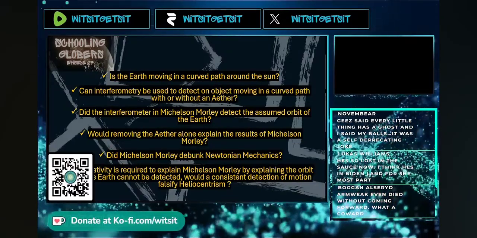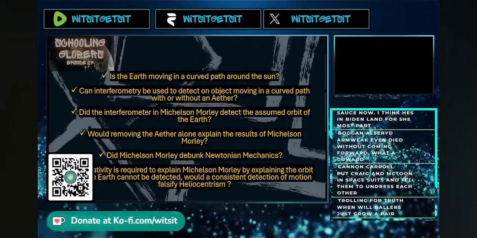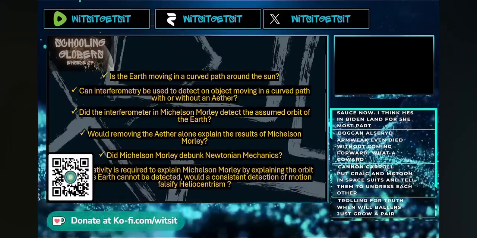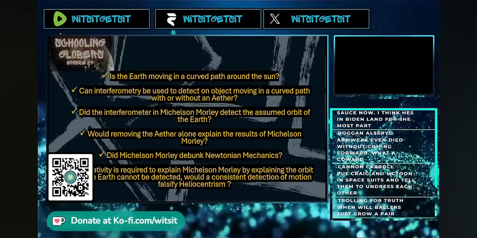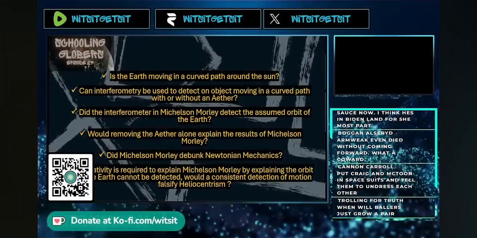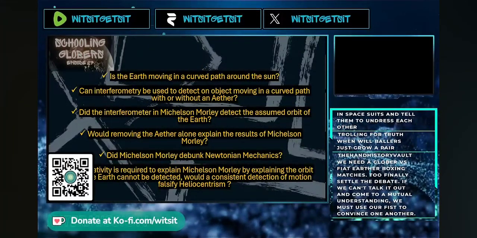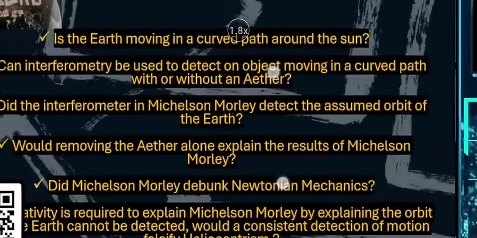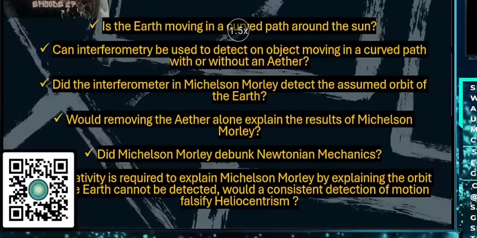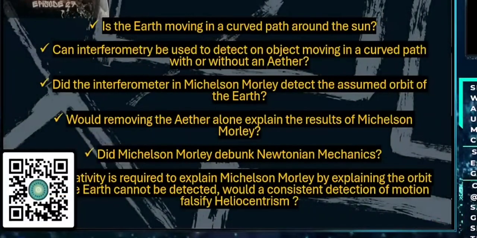And so then the last question here, knowing that Einstein had to replace Newton for this to be explained, is if relativity is required to explain Michelson-Morley by explaining that the orbit of the Earth cannot be detected, would a consistent detection of motion falsify heliocentrism? I would say no.